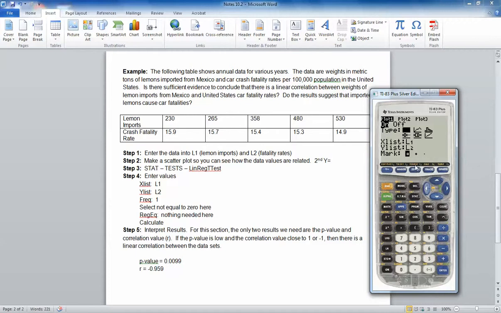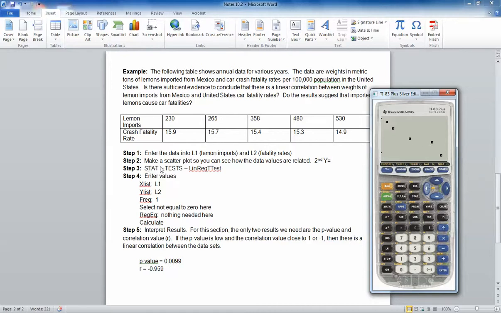Oh, you know what I forgot to do? Let me go back here. I don't have anything in the y equals, so just a reminder to check your y equals and make sure you don't have anything in there that will graph over the top. So we hit zoom, and option number 9 is zoom stat, which automatically sets the window for us. Weirdly enough, if you look at this scatter plot where x is weights of lemons and y is fatality rates, the points look pretty close to a straight line with a negative association, so our r value will end up being negative.